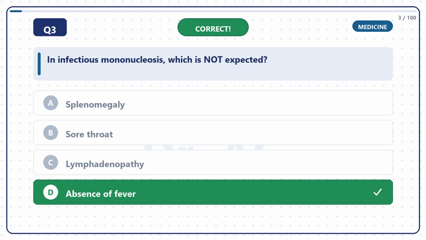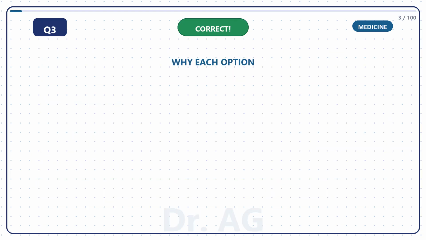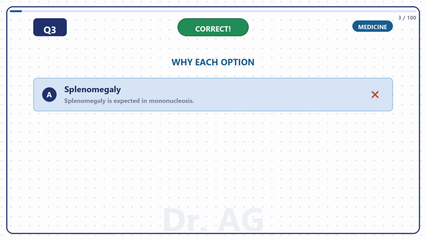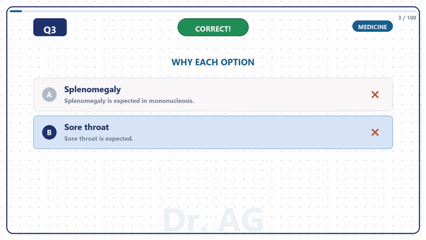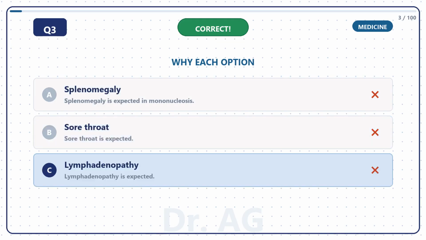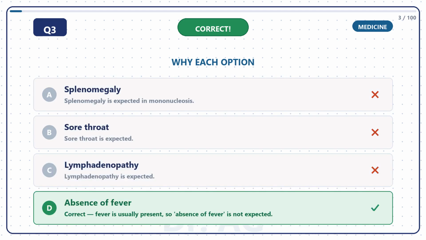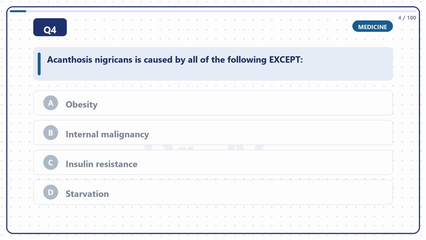Absence of fever. Let's go through the options. Splenomegaly. Splenomegaly is expected in mononucleosis. Sore throat. Sore throat is expected. Lymphadenopathy. Lymphadenopathy is expected. And the correct answer is absence of fever. Correct. Fever is usually present, so absence of fever is not expected. So, the right answer is option D. Absence of fever.